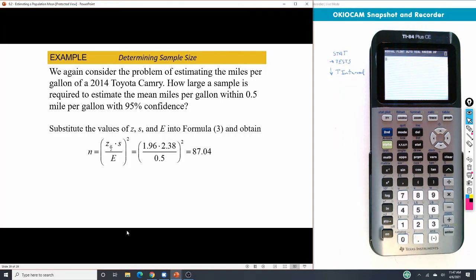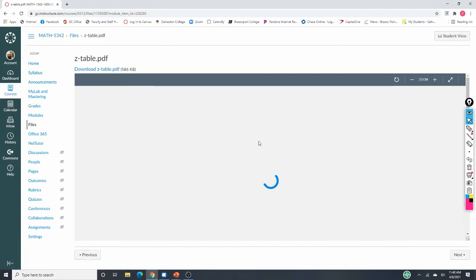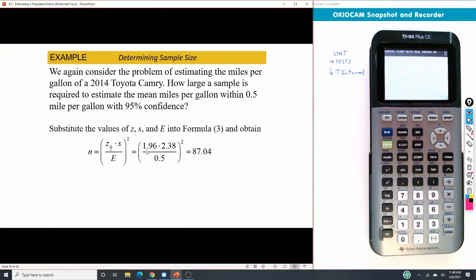So if we go back to our tables, but I need my Z table, and that was the previous table. We could go back to the home and select it though. For our pieces, so make sure we go to the Z table here. We'll eventually get there. I'm on computer. All right, there we go. We go down to the bottom. So 95% is 1.96. So that's where the 1.96 came from.